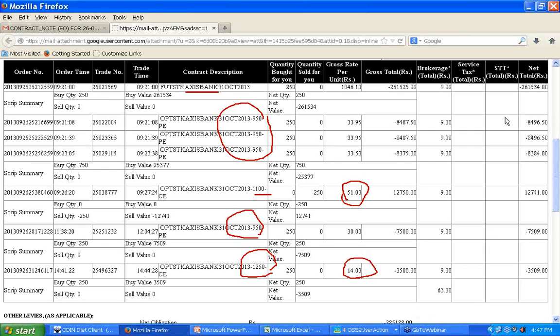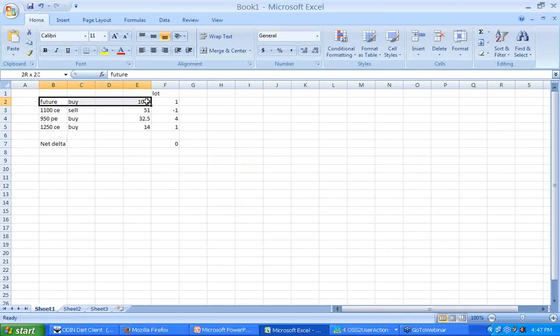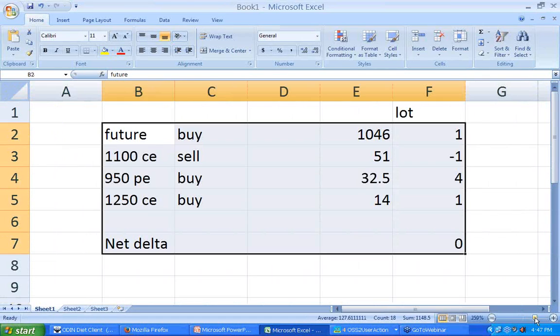I'll just summarize here in an Excel sheet. This is what I did. I bought the future at 1046, 1 lot. I sold a call option at 51, 1 lot, bought 950 put options, 4 lots, and bought a 1250 call option, 1 lot. The delta is almost 0, means 0.0003. So I have brought it to near delta 0 level.